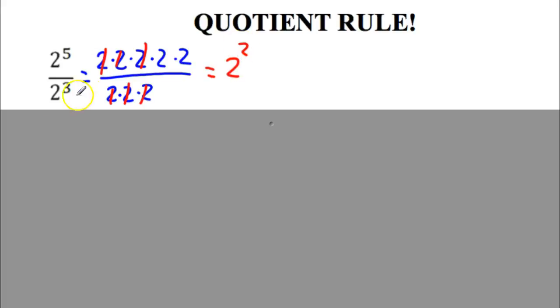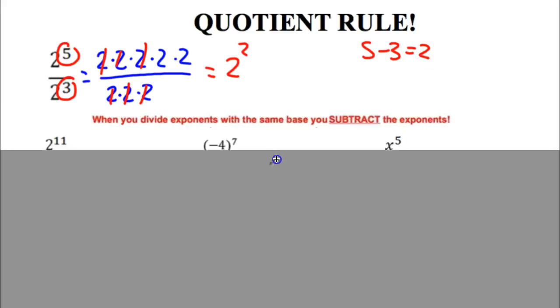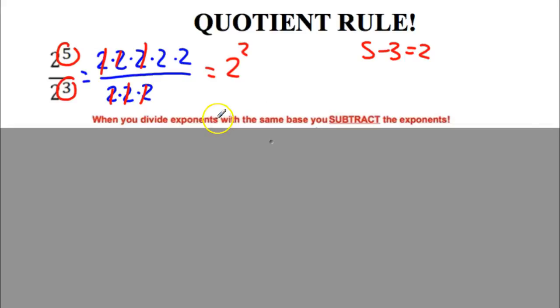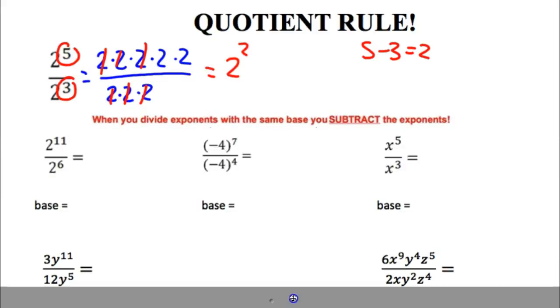Is there a rule for this? Yeah, right? We got a 5 there and a 3 there. Well, 5 minus 3 equals 2. So the rule is when you divide exponents with the same base, you subtract the exponents. So the same base was 2, and then you subtracted 5 minus 3 is 2. So pause this video, copy that down. Now let's do some examples.